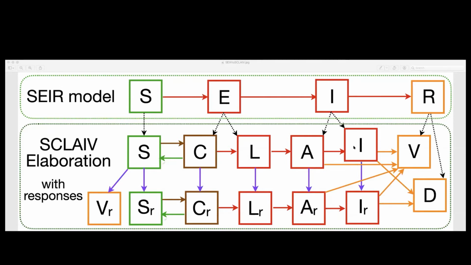Individuals in I, having been diagnosed with the disease because they're symptomatic, are transferred to class IR, where they are treated and likely isolated, while we also allow for the possibility that individuals in S are vaccinated and transferred to a class VR once a vaccine has been developed and a vaccination process is rolled out.